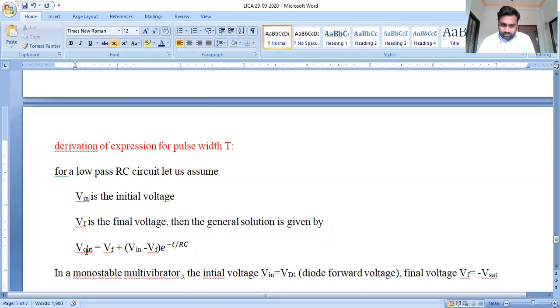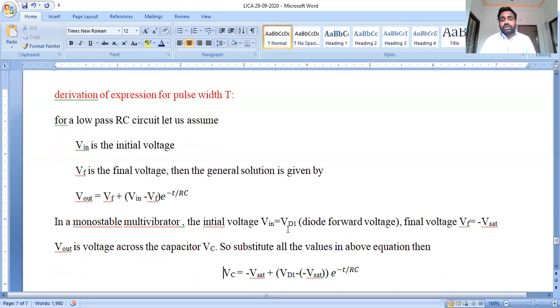So if we explain the transient expression, that is V output is equal to V final plus the difference of input voltage minus final voltage into the exponential of total time of operation in a particular RC circuit. The input voltage is nothing but the diode forward biased voltage, that is the clamping diode voltage. And Vf is nothing but minus V saturation, where the monostable multivibrator is operated in quasi-stable state, and the output voltage is nothing but the capacitor charged voltage, that is represented with capital V suffix C.